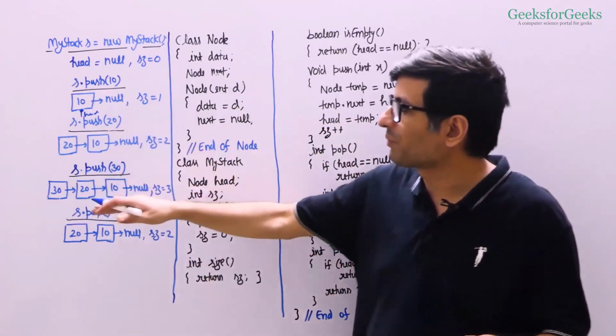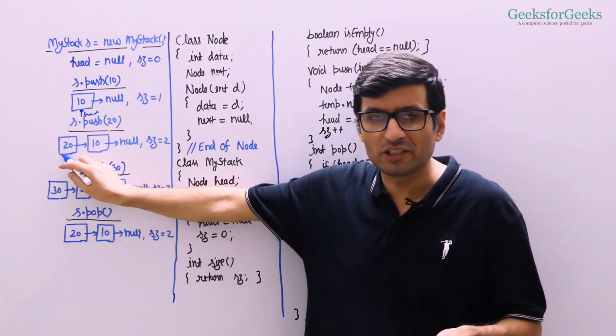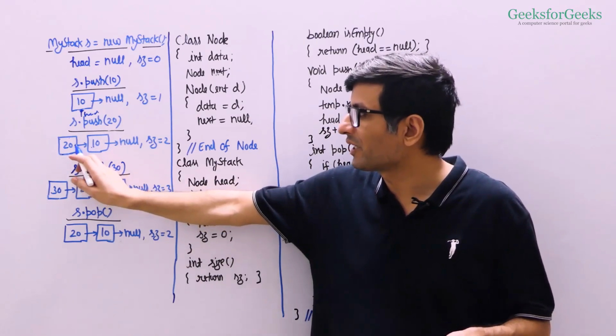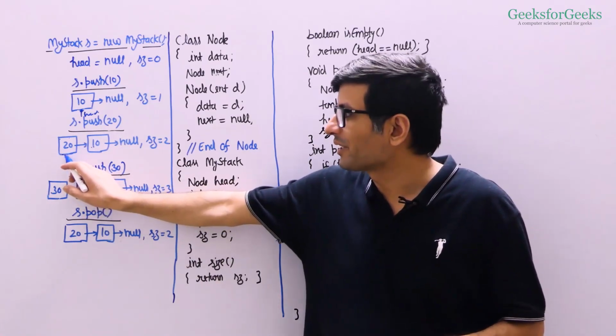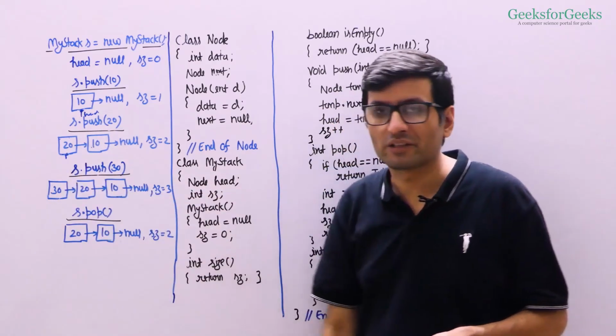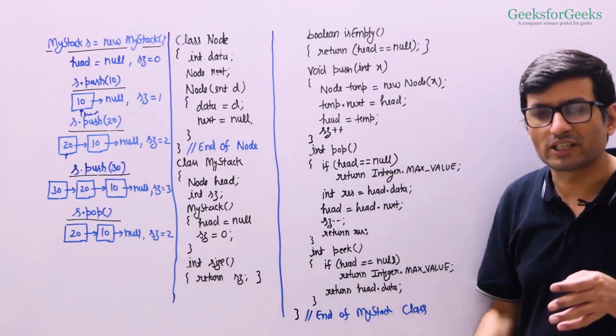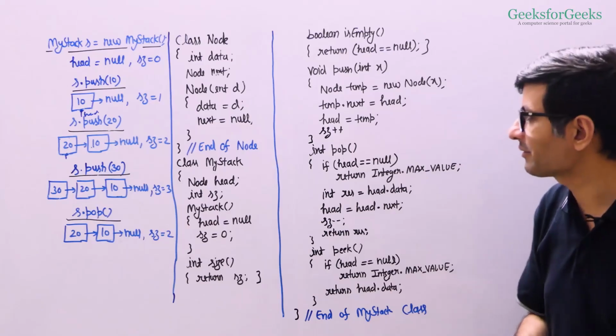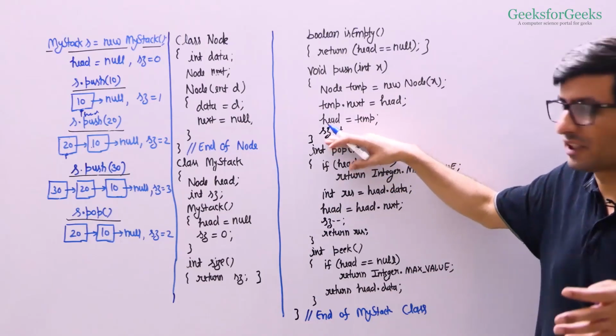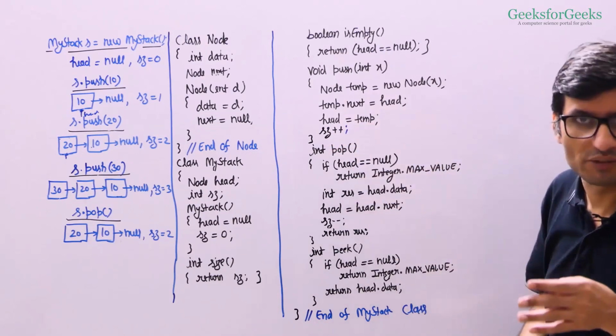After that, if you do one more push, so this will be your temp initially, then you will make temp.next equal to head, so this will be linked, and then you will make this as head, right? So this becomes your new head. So this is how push function works. It handles both null and non-null cases. It also increments size. Size is also incremented by this function.